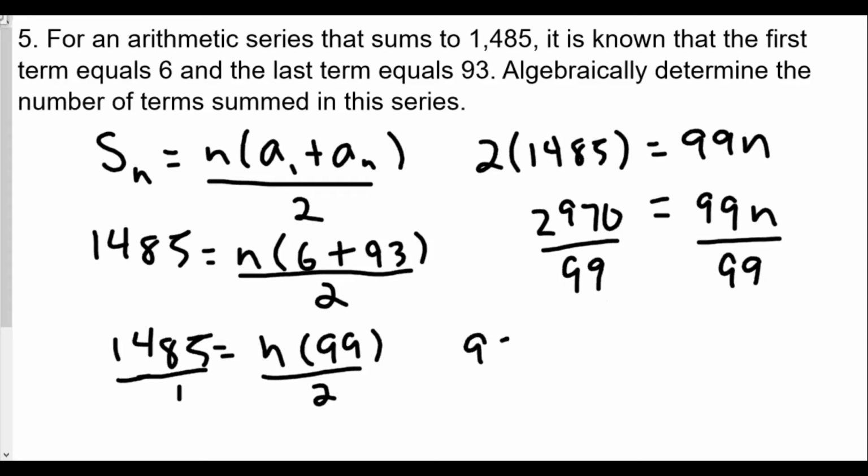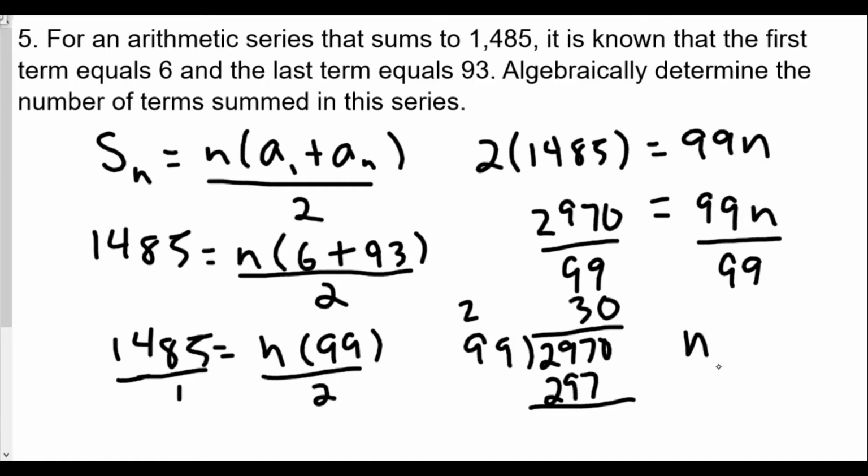So 99 goes into 2,970. You're like, well, just use a calculator. Sometimes I like doing it this way. So we'll use 3. All right, so that's a 7, because 3 times 9 is 27, carry the 2. And then 27 plus 2, hey, look at that, that works out nicely. So our n value, the number of terms, is going to be 30. So n equals 30 for number 5.